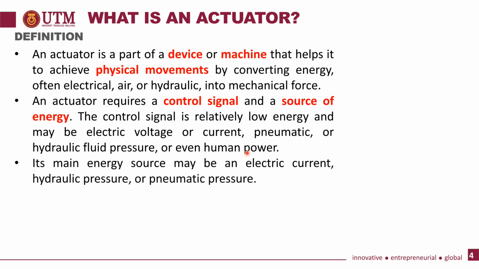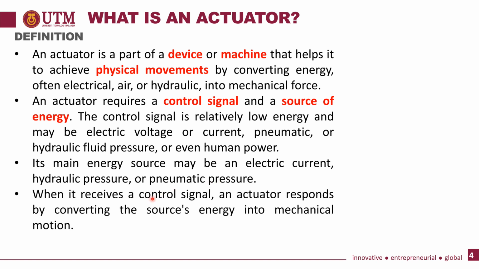So its main energy source may be an electric current, hydraulic pressure, or pneumatic pressure. The source of power of the actuator can be electric, for example a DC motor or AC motor, hydraulic pressure, for example a hydraulic motor, or pneumatic pressure, for example a pneumatic motor. When it receives a control signal, an actuator responds by converting the source of energy into mechanical motion.